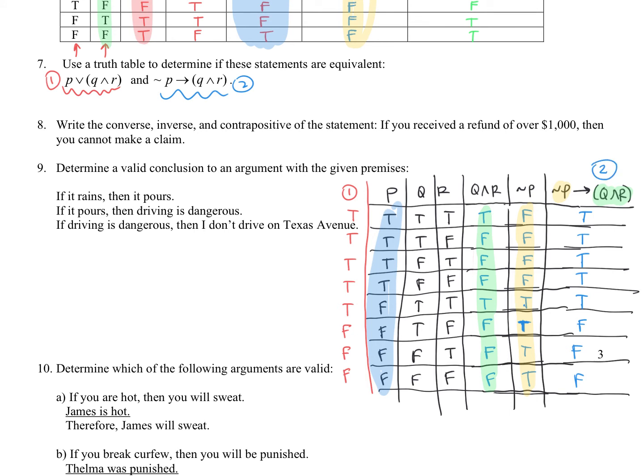So they want to know, are number 1 and number 2 the same? Do they have the same truth values? And the answer is yes. The first 5 are true. The last 3 are false. So these do have the same truth values. So the answer to number 7 is yes. All right, I'm going to erase this.